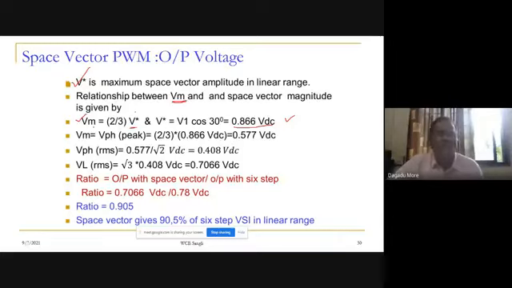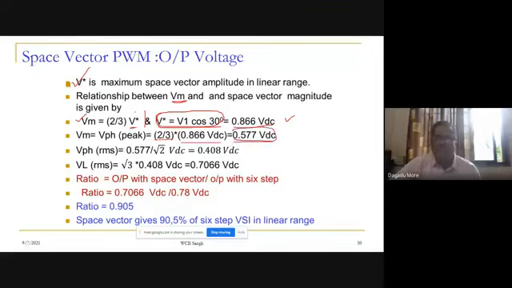So V star will be V1 cos 30, so V star will be 0.86 VDC. And VM, the V peak, will be 2 by 3 V star. So this will be our V star magnitude, V1 cos 30. Okay. So the 2 by 3 we have taken as it is, and V star will be 0.86.